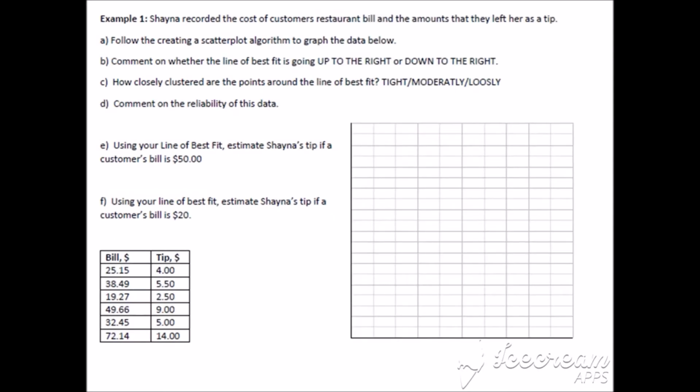Example 1, Shannon recorded the cost to customers' restaurant bill and the amount that they left her as a tip. Okay, so follow the creating a scatter plot algorithm on the previous page to graph the data below. So let's do that first. So we have bill and then tip. So this is always going to be your x, this is always going to be your y. So this is the x-axis, this is the y-axis.